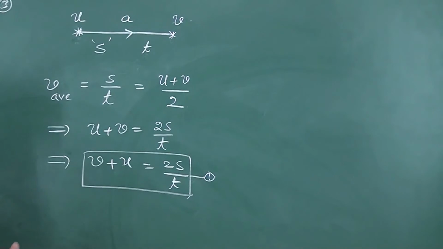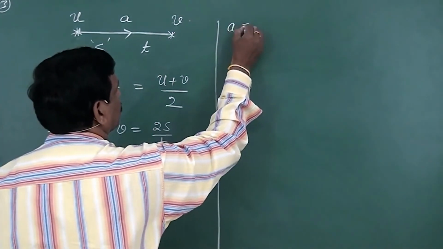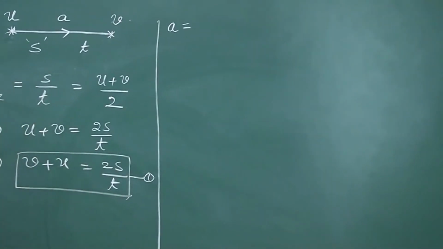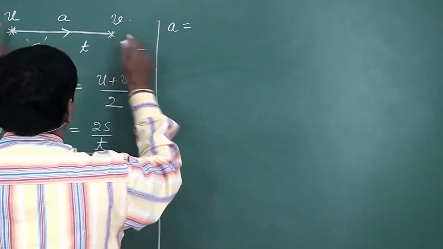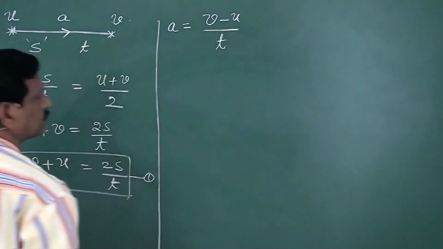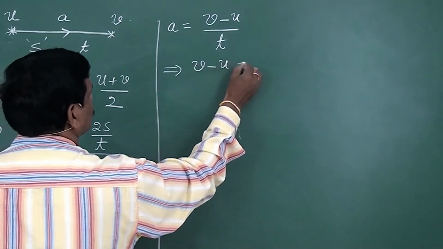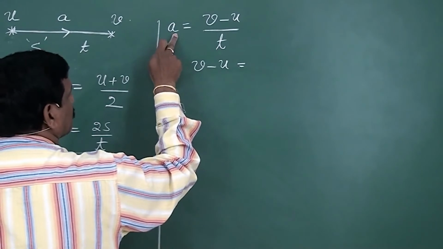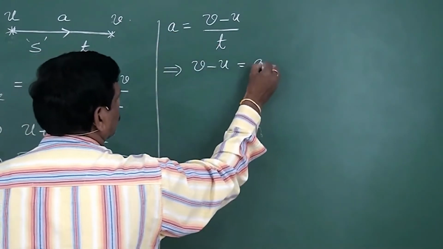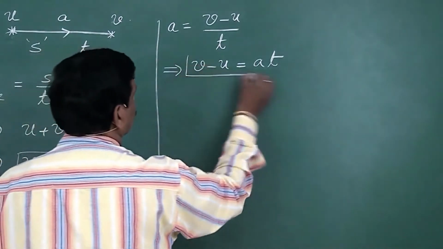Now, you have acceleration. From the definition of acceleration, what is acceleration? Change in velocity by time. So, here change in velocity is v minus u by t. From this you can write v minus u is equal to t multiplied by a, that is at. So, this is equation 2.